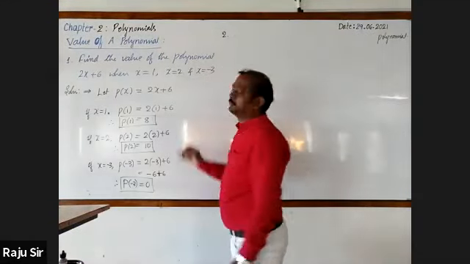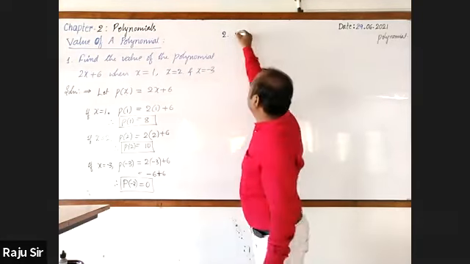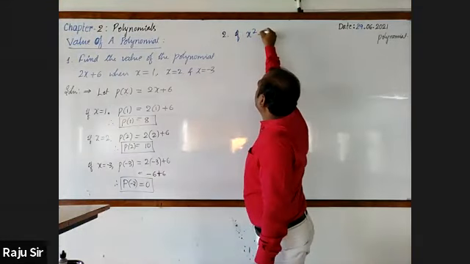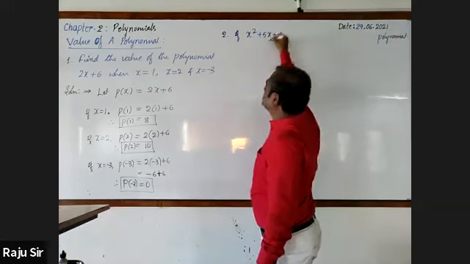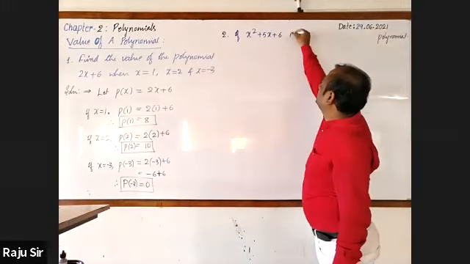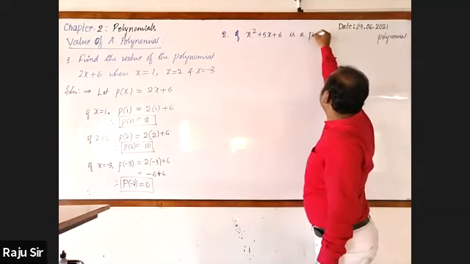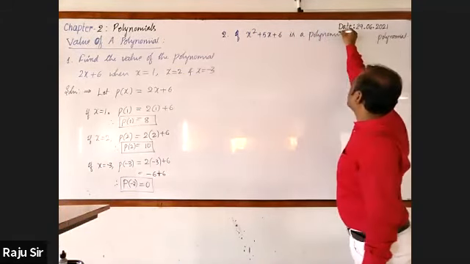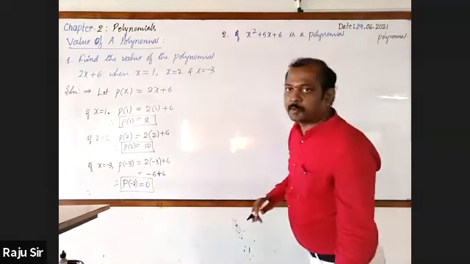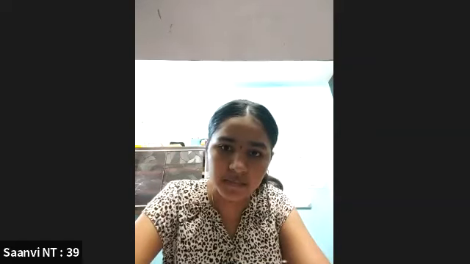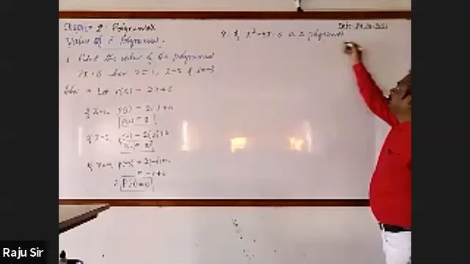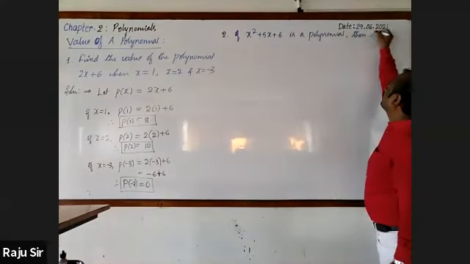Second, if x square plus 5x plus 6 is a polynomial, could you tell what type of polynomial it is? Quadratic polynomial. If this is a polynomial, then find.